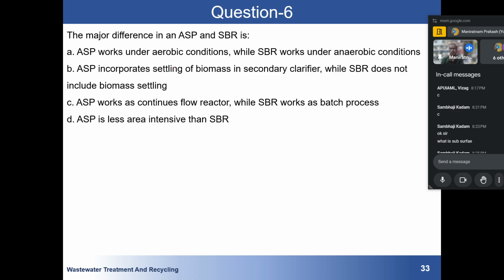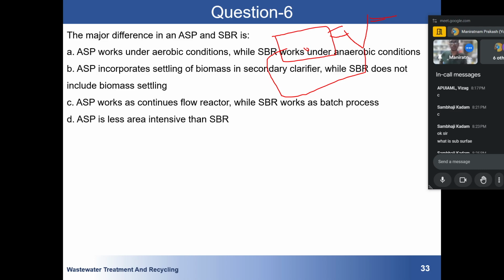The major difference between activated sludge process and SBR. ASP is activated sludge process, and then we have SBR. Remember the mechanism of activated sludge process, where we have this kind of tank, then we have another kind of tank, and there was some kind of recirculation, and finally it was connected, and finally we have treated wastewater.